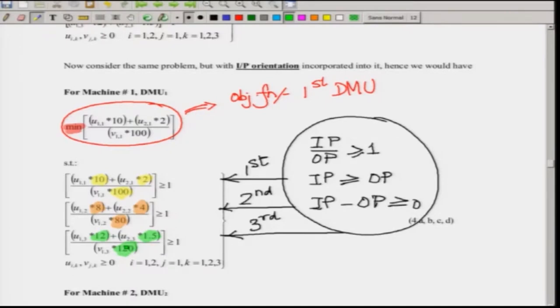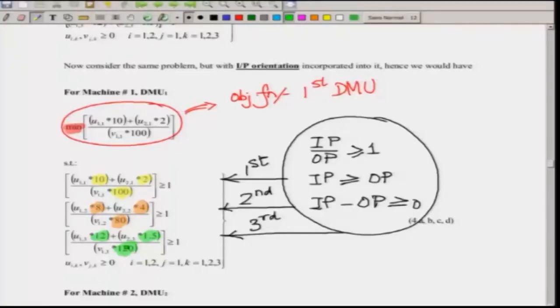And the weights, which were u, i, k and v, j, k, where i is the number of inputs ranging from 1 to capital I, j is the number of outputs ranging from 1 to capital J, or m and n, whichever you note. I think we have taken m and n. So, m would be the number of inputs. So, i would range from 1 to capital M, j would range from 1 to capital N, and k, which is the number of DMUs, would range from 1 to capital K. So, you had 2 inputs, 1 output and 3 DMUs.